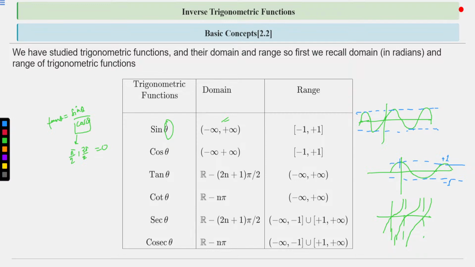For cot theta, again, we will take all real values except integer multiples of pi. That is, we know that cot theta is basically cos theta upon sin theta, right? So the cot theta will not be defined when sin theta is equal to 0, and sin theta is 0 at sin 0, sin pi, right?